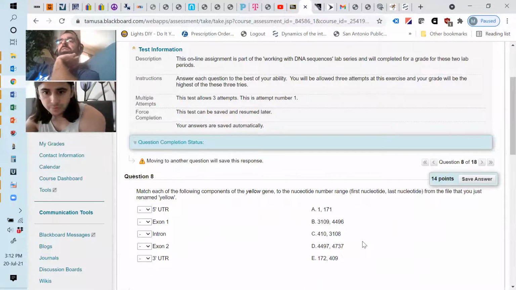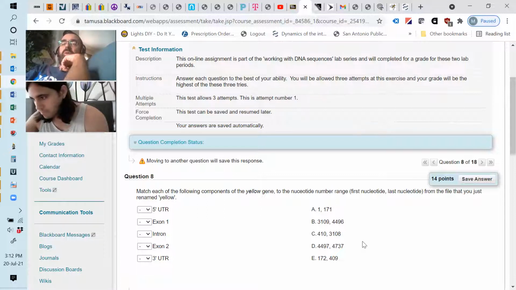Now this is probably... actually, you know what? You don't even have to look at anything for this. All you need to know is what is the basic structure of a eukaryotic gene.